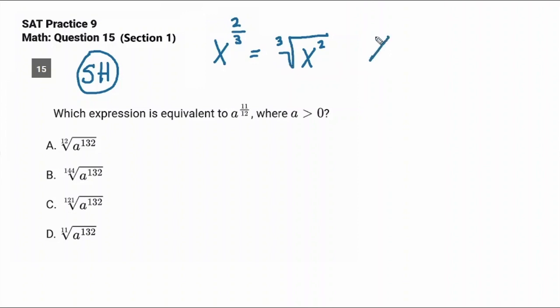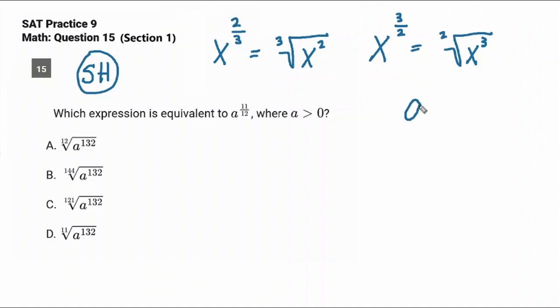Let's try another one. Let's try x to the 3/2. It's obviously a different number. How is it different? Well, if you do it this way, the top number in the fraction goes inside. It's x to the 3rd. The bottom number in the fraction goes outside. Take the square root of it. And that's all you have to do.